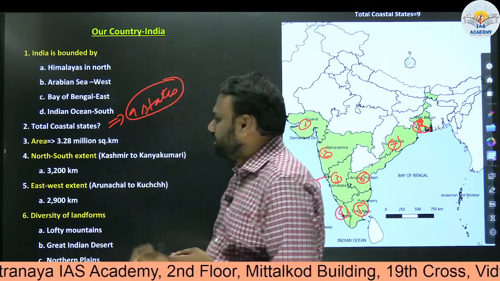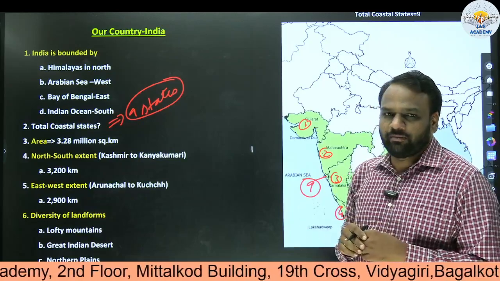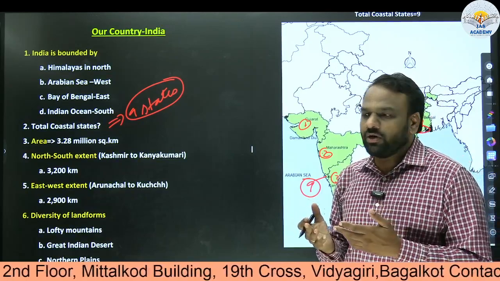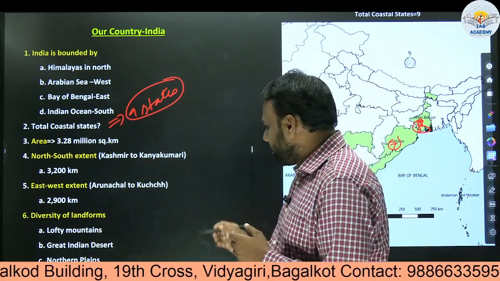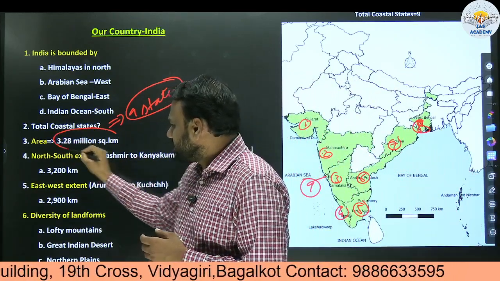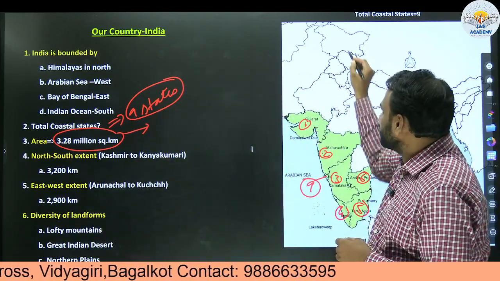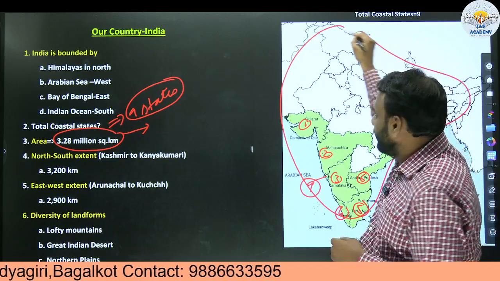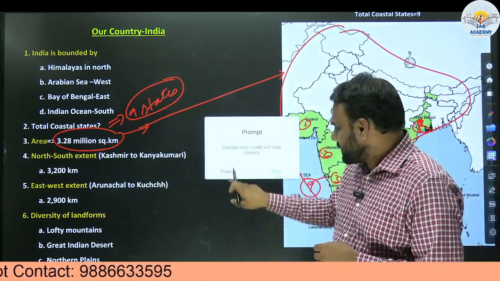Now next question. What is the total area of India in terms of square kilometer? UPSC may not ask a question on the area, but approximately we need to know about it. The total area of India is 3.28 million square kilometer. Important point.